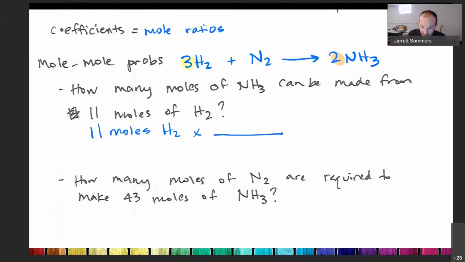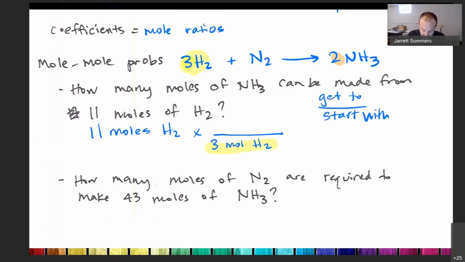When you set these up, you might remember that the one you want to get to goes on top, and the one you start with goes on the bottom to cancel out. In this problem, I'm just using the numbers from the balanced reaction. I started at moles of hydrogen, so I'm going to put that on the bottom. That would be from the balanced reaction 3 moles of hydrogen. The 3 came from right there where it's yellow. I'm going to highlight this one yellow too. 3 moles of hydrogen.